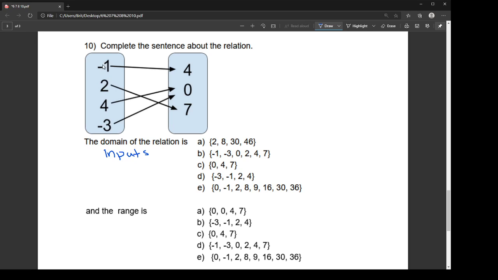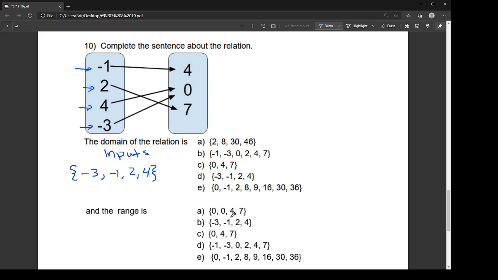Now it's important when we list these numbers that are here on the left that we list them in numerical order. So from smallest to largest. So my smallest value is -3. So my input, I'm going to have -3. And then my next smallest is -1. And then 2. And then 4.